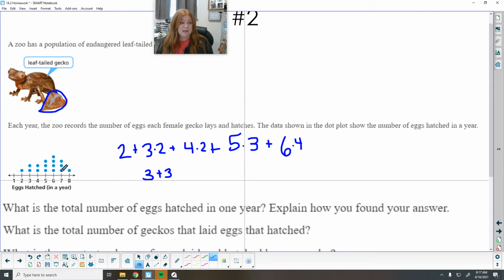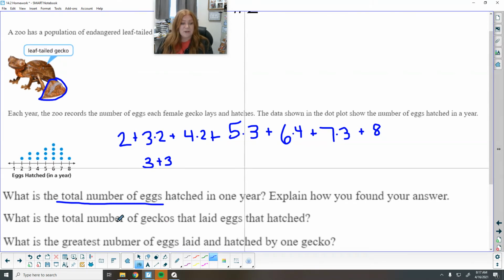And then we have 7 groups of 3. I guess I should say those backwards. 3 groups of 7. So 3 geckos, each laid 7 eggs, and then 1 gecko laid 8. So for that problem, we'll do all of our multiplication first. So find out how many 3s there were, how many 4s, 5s, 6s, 7s, and then we add those all together to find the total number of eggs.